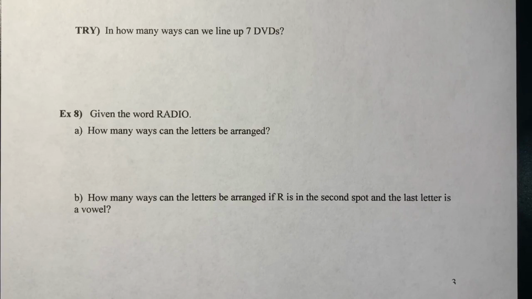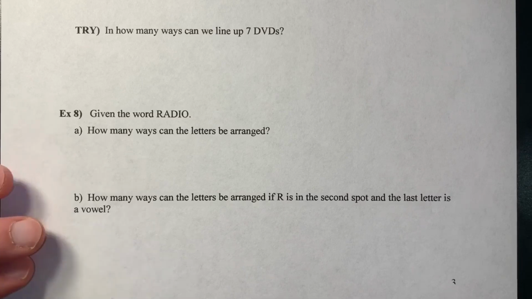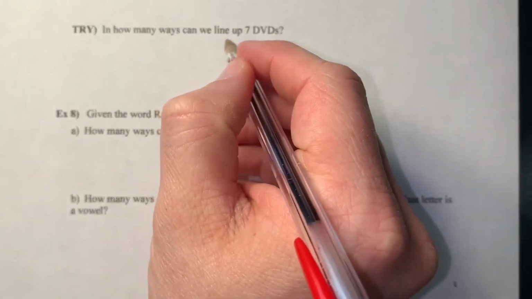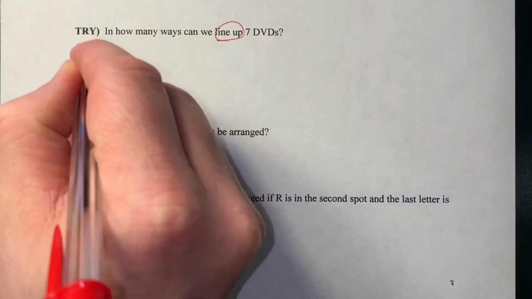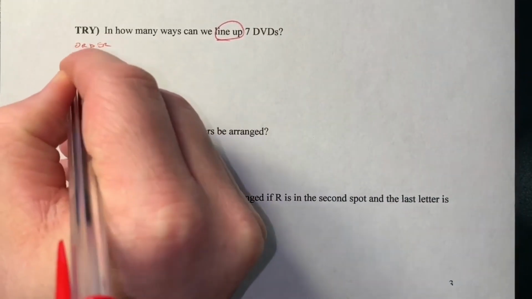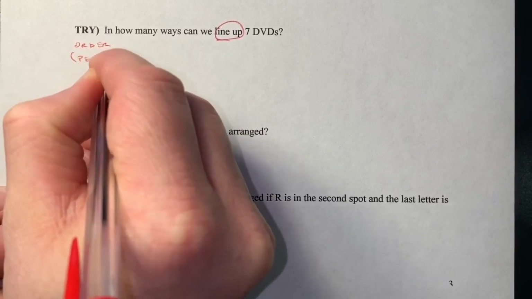In how many ways can we line up 7 DVDs? So now we're going to take 7 DVDs out of the bin and line them up. Now when we say line up, that means order matters. And when order matters, that's a permutation.